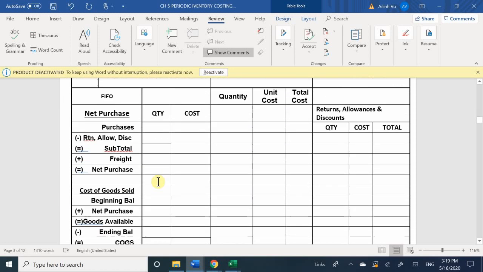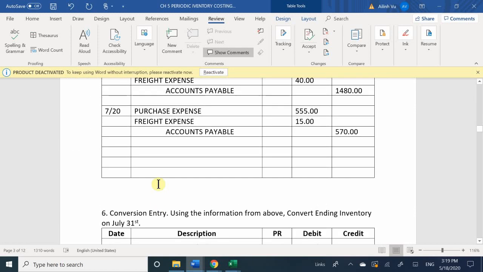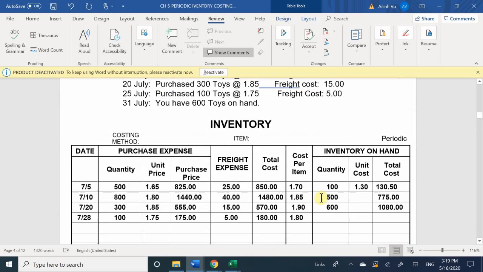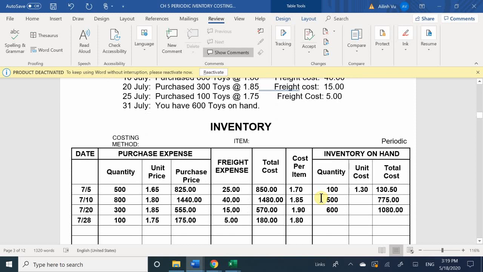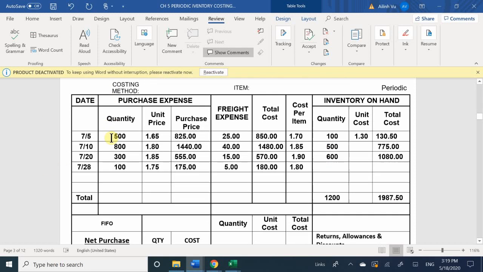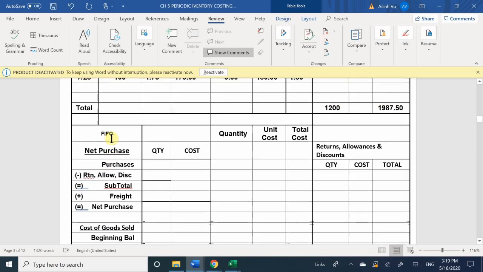Okay, and then we're going to scroll down to the bottom and journalize this last transaction. So 725. Same thing. This was for 175. We had $5 freight, so therefore 180 is our total accounts payable. And then what is the last thing that we need to recognize? We have 600 toys on hand. All right, let's scroll down to this bottom part.